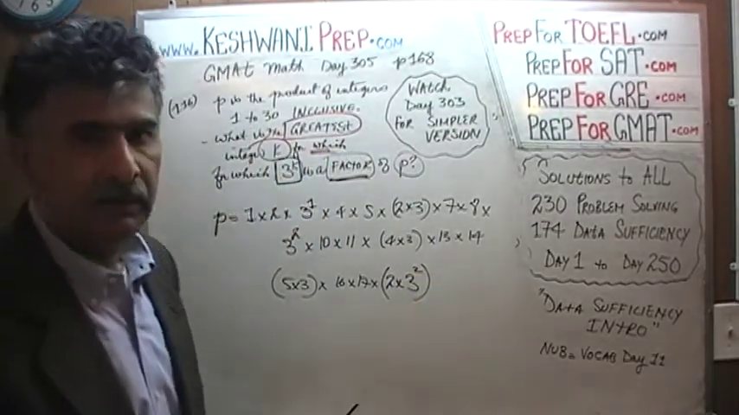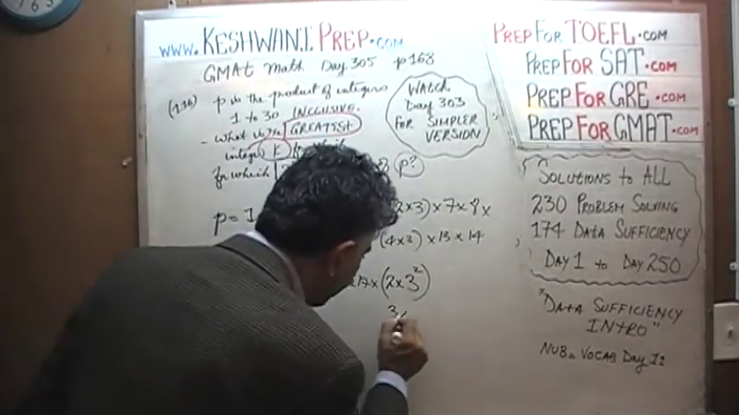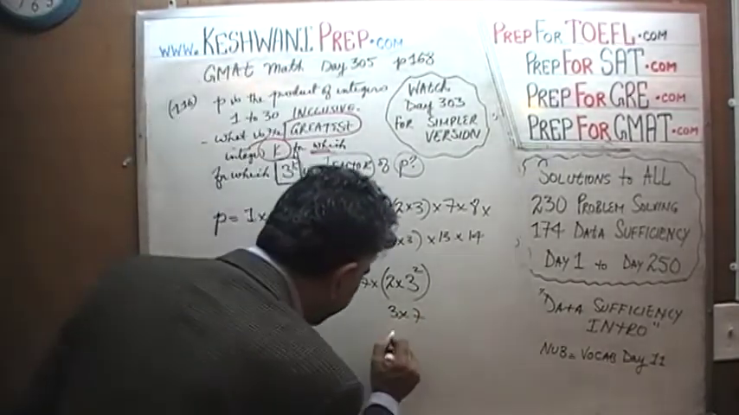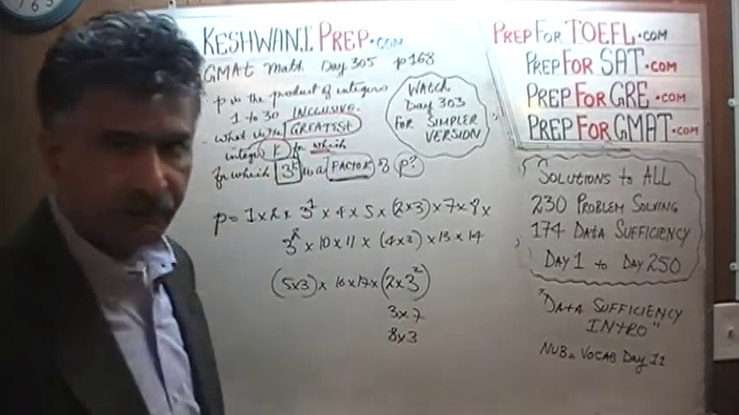And then you're going to have 19, 20, and then 21. 21 will be 3 times 7. Then you're going to have 22, 23, and 24 will be 8 times 3. That's all you can do there. 8 times 3.